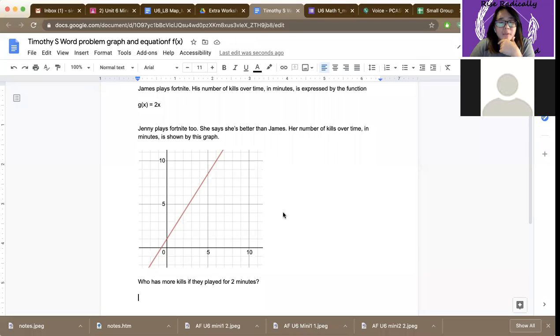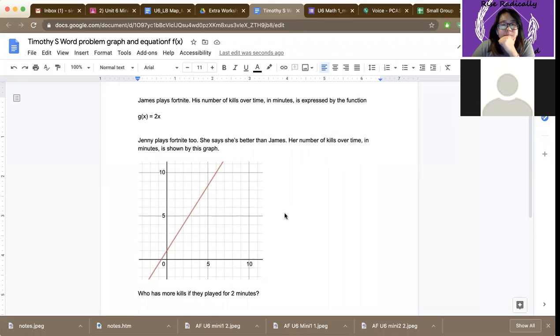Okay, so this is the word problem. James plays Fortnite. I actually don't know Fortnite that well. It's like a shooting game, right?